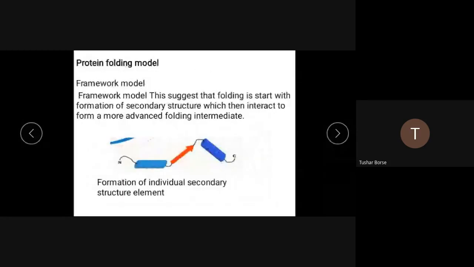Proteins are folded by using some models. Which models are as follows? First, the framework model. This suggests that folding starts with formation of secondary structure, which interacts to form more advanced folded intermediates. In the picture we can see formation of individual secondary structure elements.